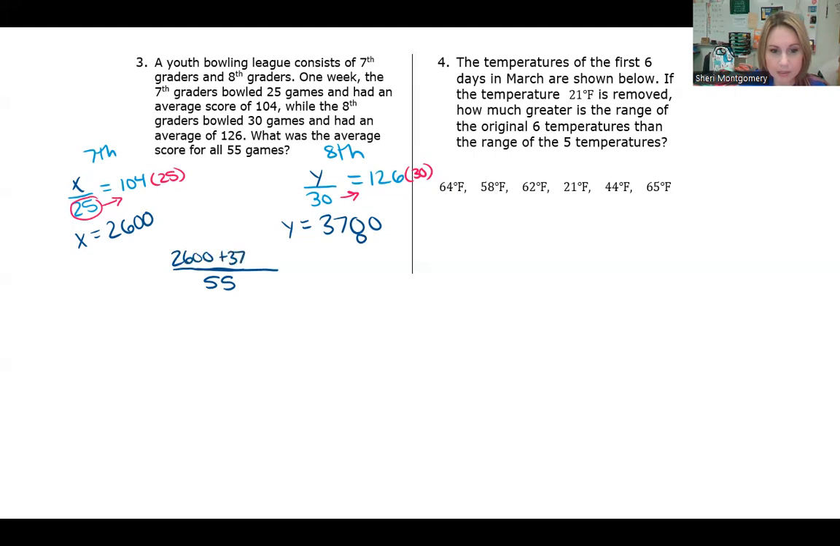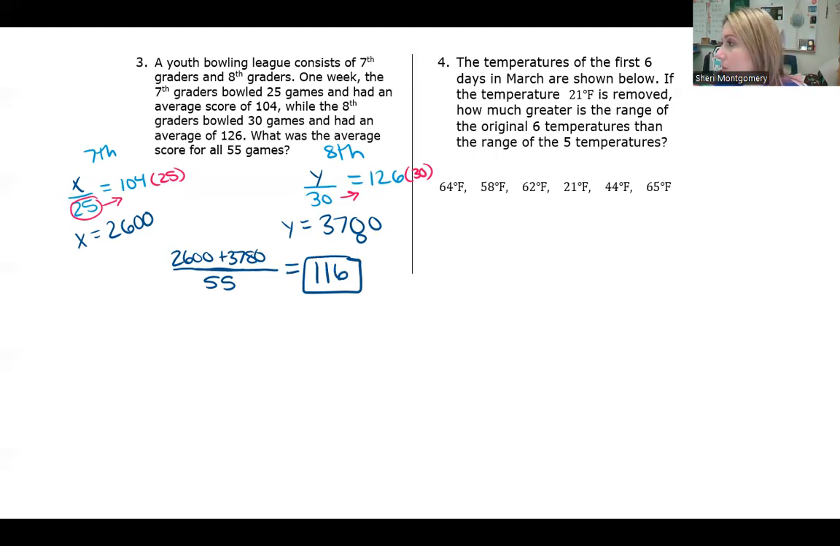2,600 plus 3,780. And with these calculators, you have to add it up and press enter. So add those up and press enter. And then whatever you get for that number, we're gonna divide it by 55. What do you get? 116, that's the average of both of them.